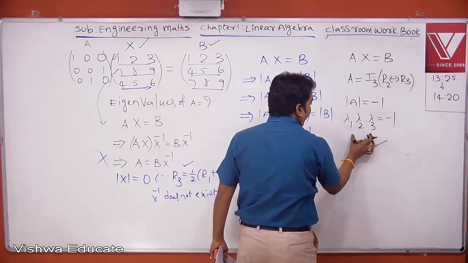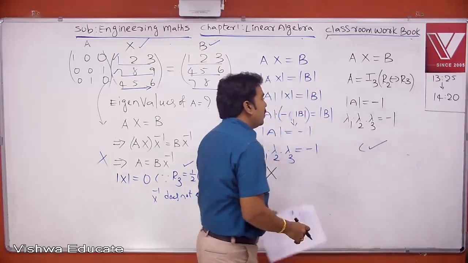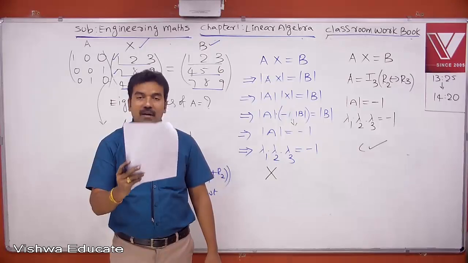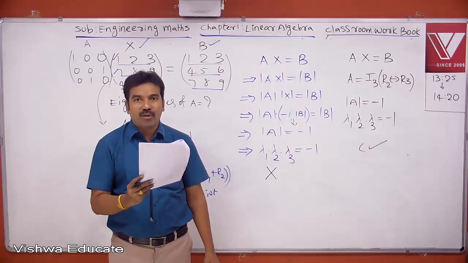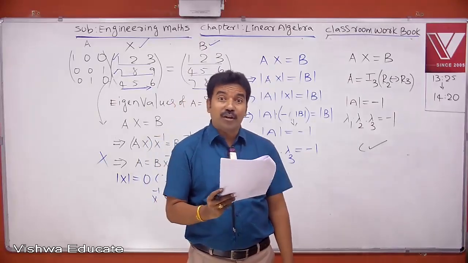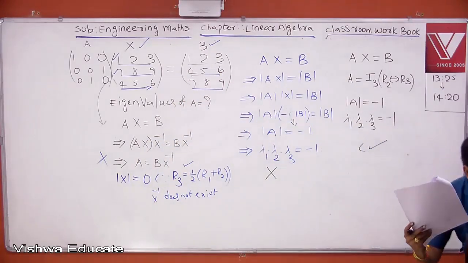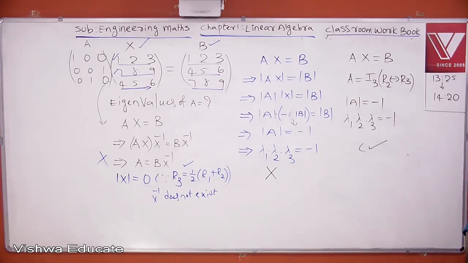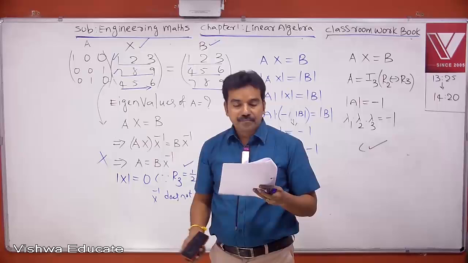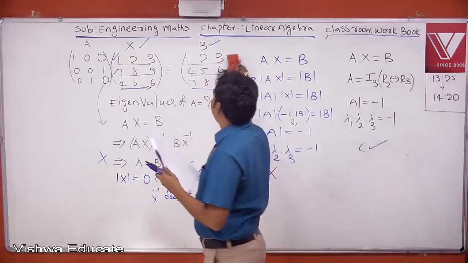But that is the product of eigenvalues. Lambda 1 into lambda 2 into lambda 3 equal to minus 1. Therefore, only when you multiply the values in option C, you will get minus 1. So, option C is the right answer. This is one of the best questions in GATE 2014. Is this clear? Right. Next we proceed to question number 54.